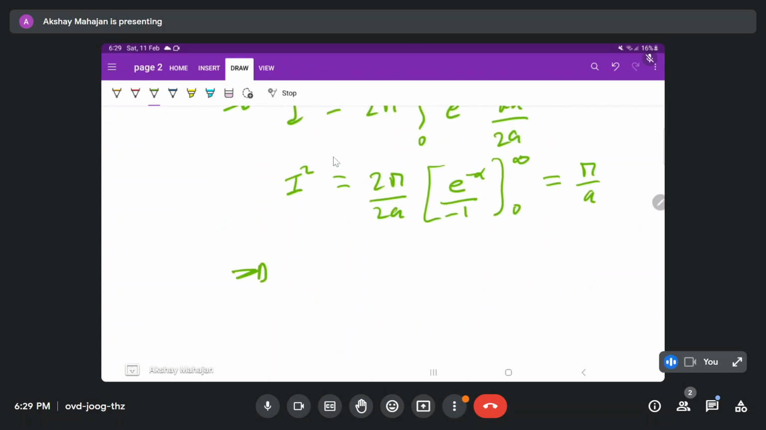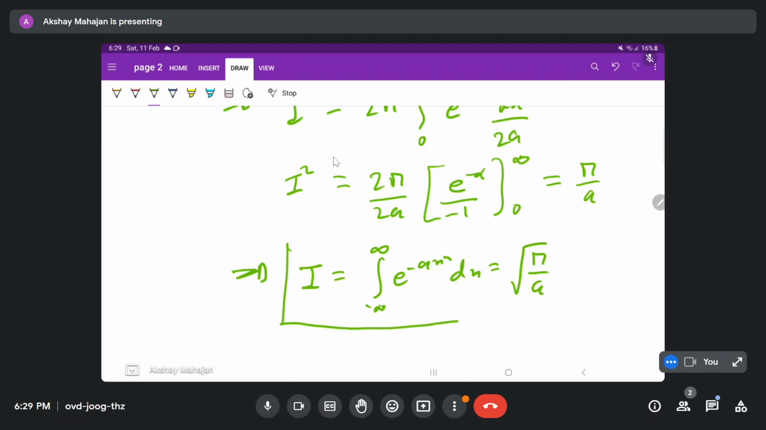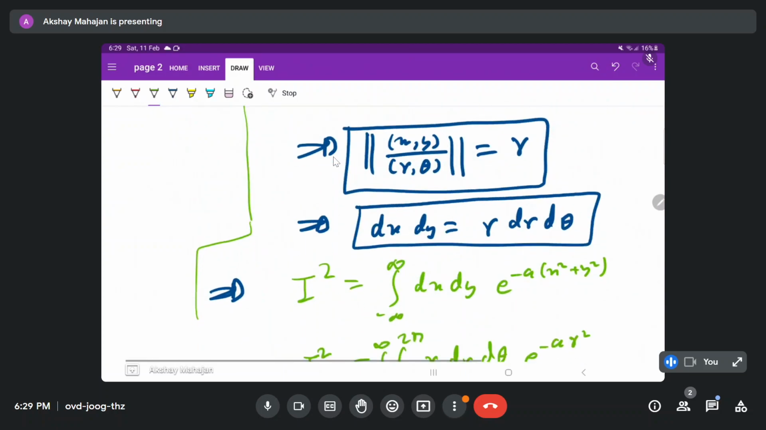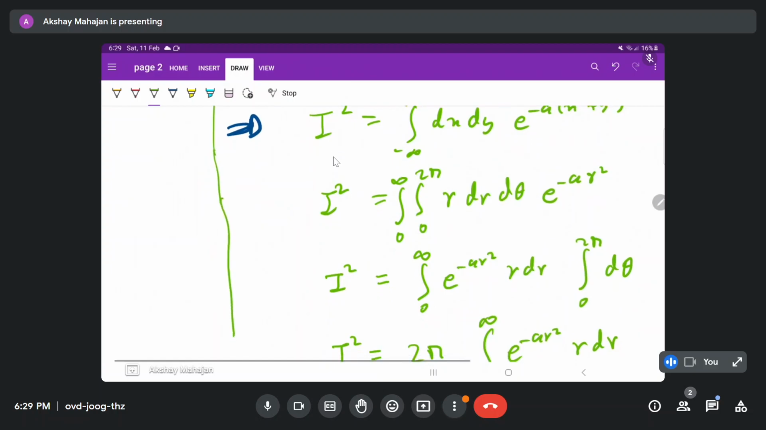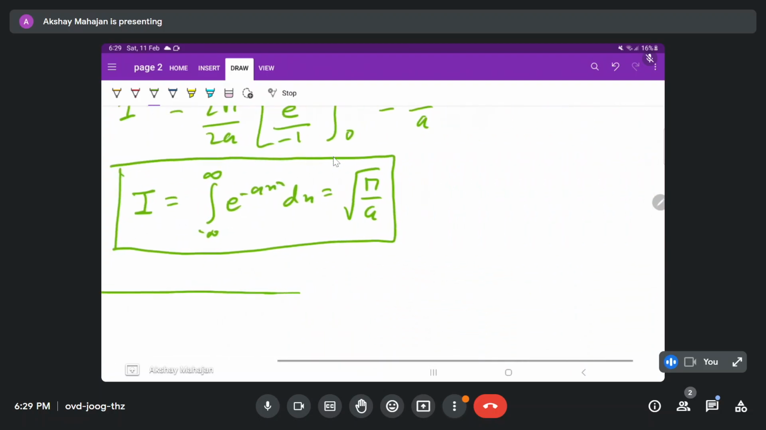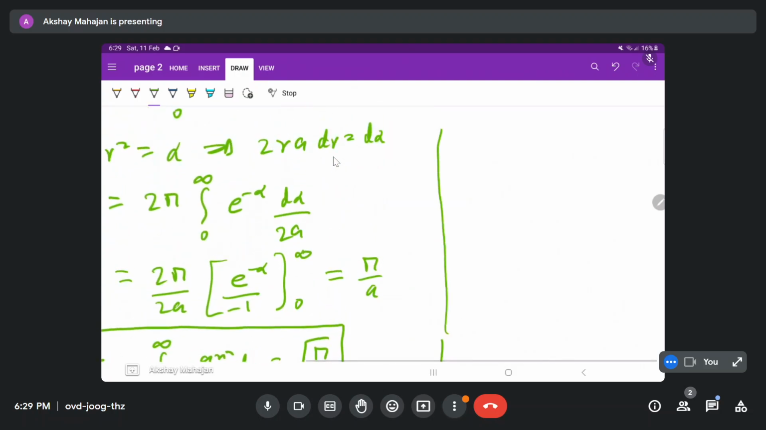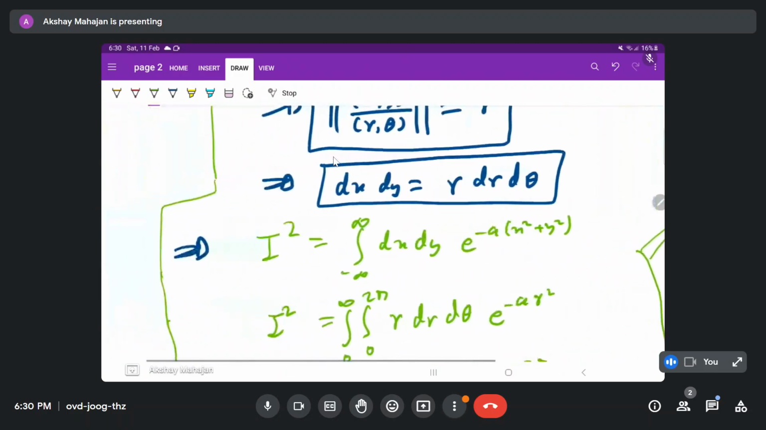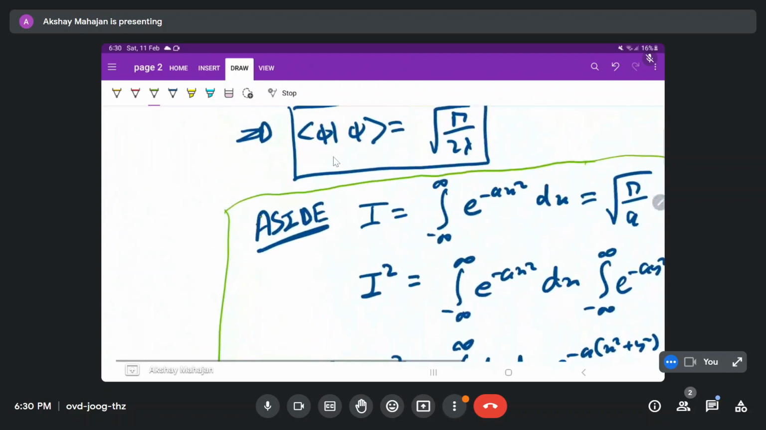So we have derived that our integral I, which if you remember is the integral from minus infinity to infinity of e to the power minus a x square dx, comes out as under root of pi by a. This is the proof for that integral. Sorry, this is a long proof, but it's important to remember how these kinds of integrals come about. This is an aside, not a part of the solution. You can either remember these integrals, or you can see how to solve them.